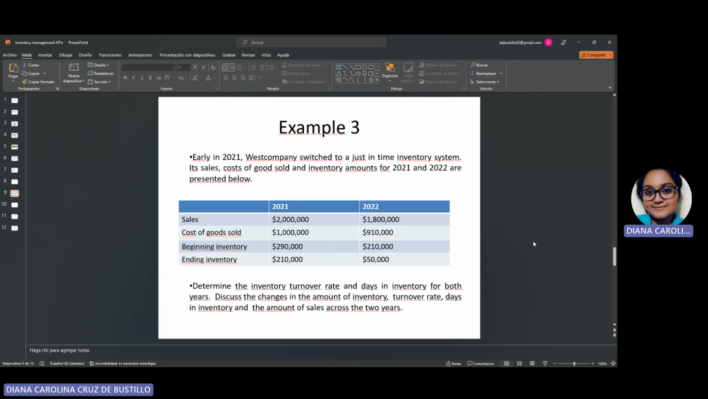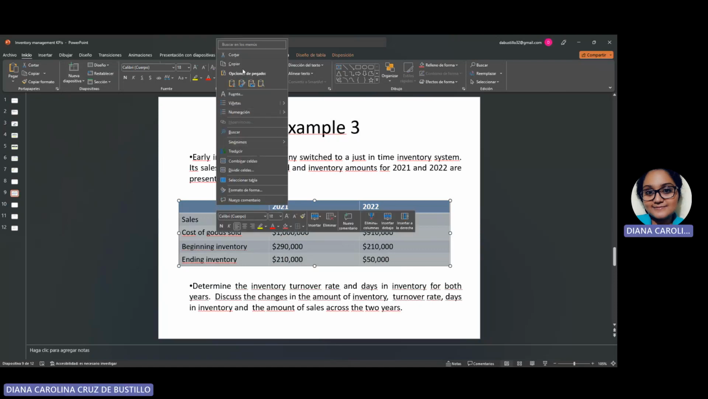So we have this exercise that we were not able to finish last time. We just read that the company had implemented a just-in-time philosophy and that they had experienced some changes in the amount of inventory they had. And we were asked to evaluate the inventory turnover rate before and after, along with days in inventory, for us to conclude if the policy or the inventory system had any effect on the company, and what was the effect. So we are going to do that.